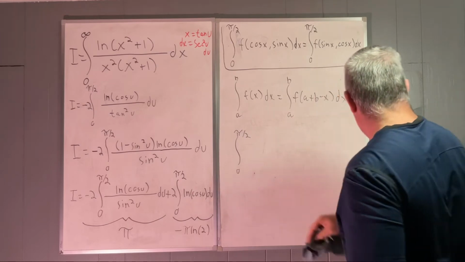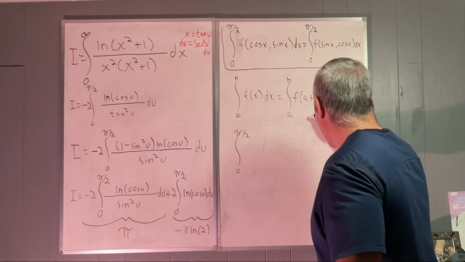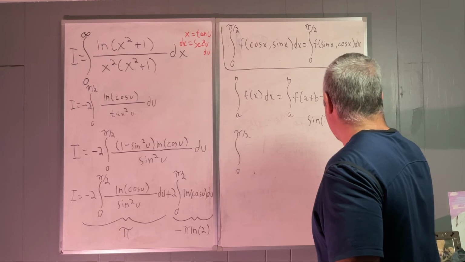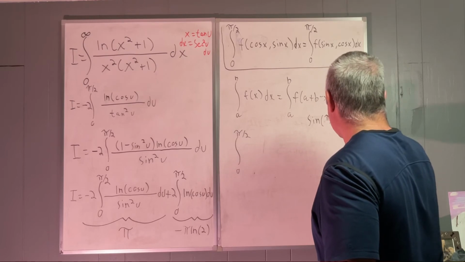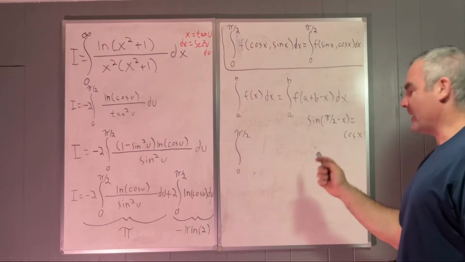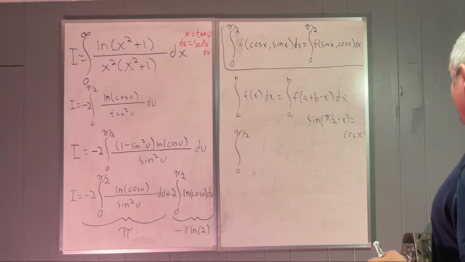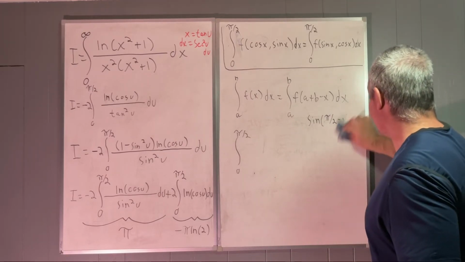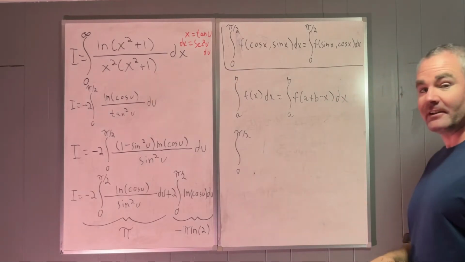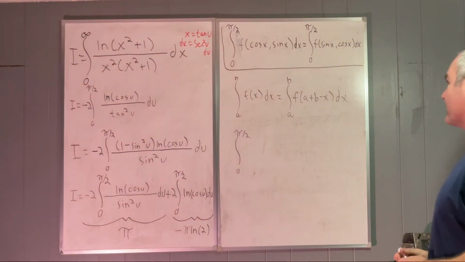I'll just go ahead and show why that's true really quick. First, we want to note that the sine of pi over 2 minus x is equal to cosine x, and vice versa: the cosine of pi over 2 minus x is equal to sine x. That's something that most people learn in trigonometry, and if they don't remember it from trigonometry, they relearn it in calculus, and again in calculus 2, so it's very common.